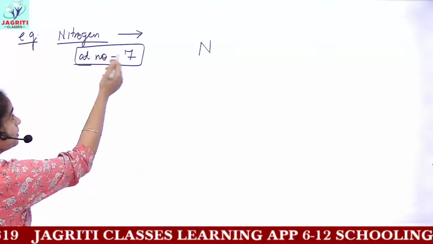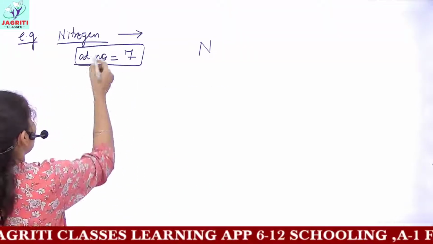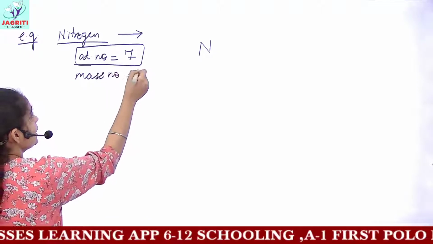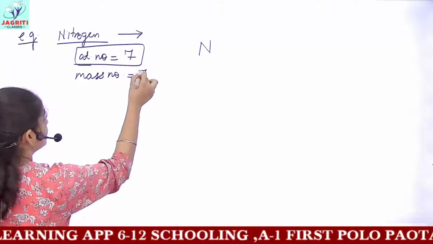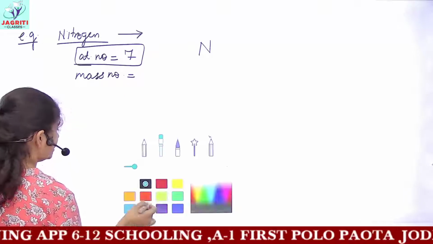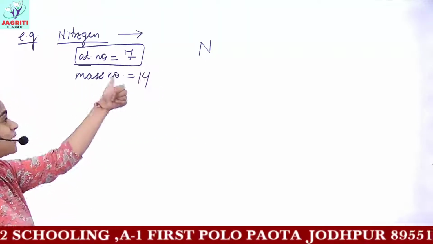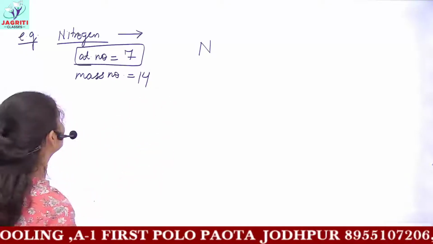So its atomic number is 7. And the mass number of nitrogen is 14. So we have the element nitrogen with an atomic number equal to 7 and its mass number, that is its mass, is equal to 14.